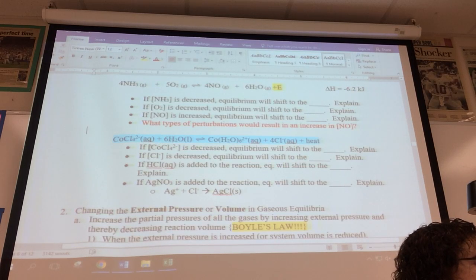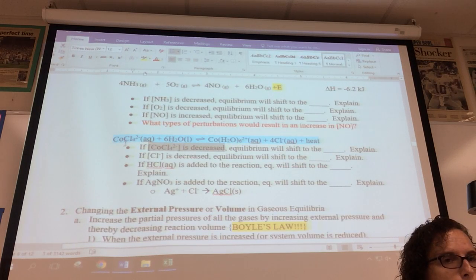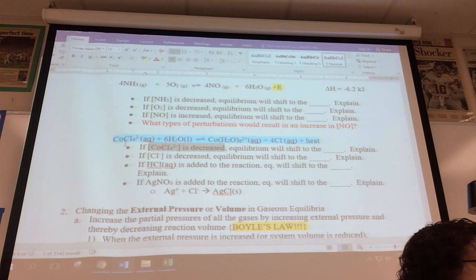But in any event, if you decrease the concentration of this complex ion, do you move away or toward it? Toward it. And I'll avoid the word back. I know sometimes that's confusing. So you move toward it. So equilibrium shifts to the left to replace that complex ion specifically that was removed.